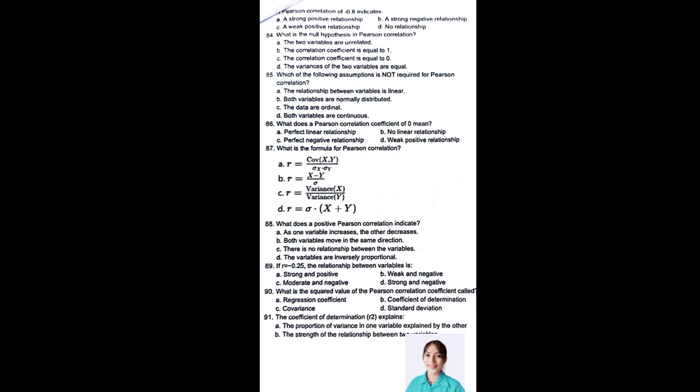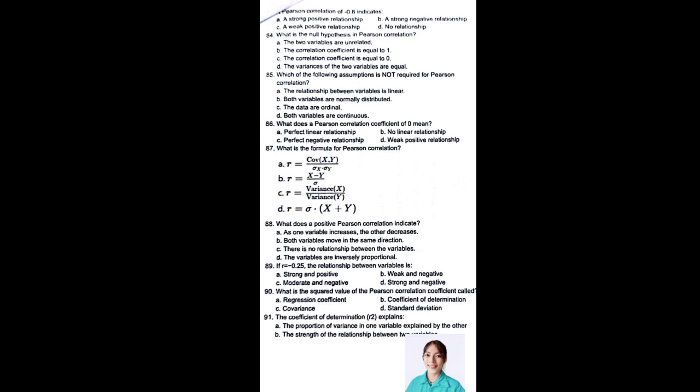Next, number 89: if r is equal to -0.25, the relationship between variables is weak and negative, since r is equal to -0.25. So it's weak and negative. So that's option B.